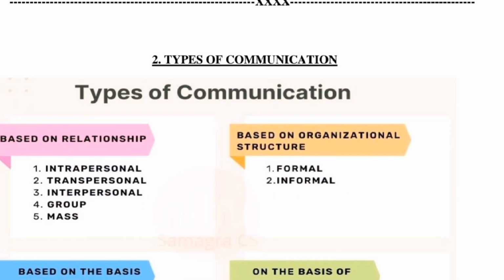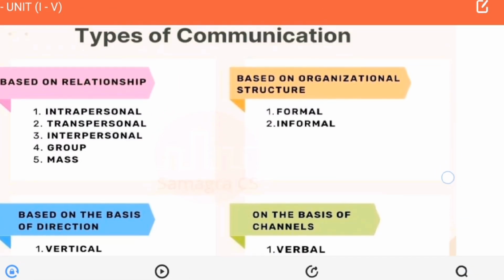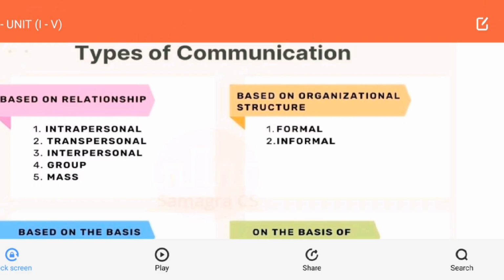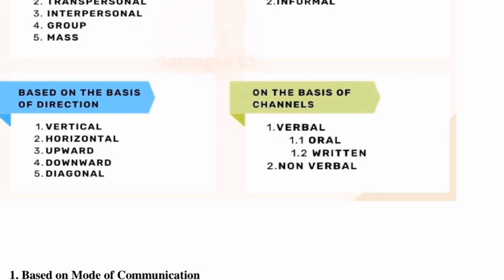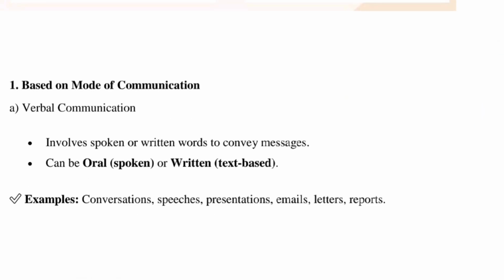Then the types of communication based on the relationship, organizational structure, direction, as well as the channel. The relationship-based communication is divided into five categories: intrapersonal communication, transpersonal communication, interpersonal communication, group and mass communication. Then the organizational structure, formal and informal. And based on the direction, vertical and horizontal: upward, downward, and diagonal communication. And based on the channel, verbal, which is divided into two categories, oral and written methods, as well as non-verbal communication. Based on mode of communication, it is divided into verbal and non-verbal communication.